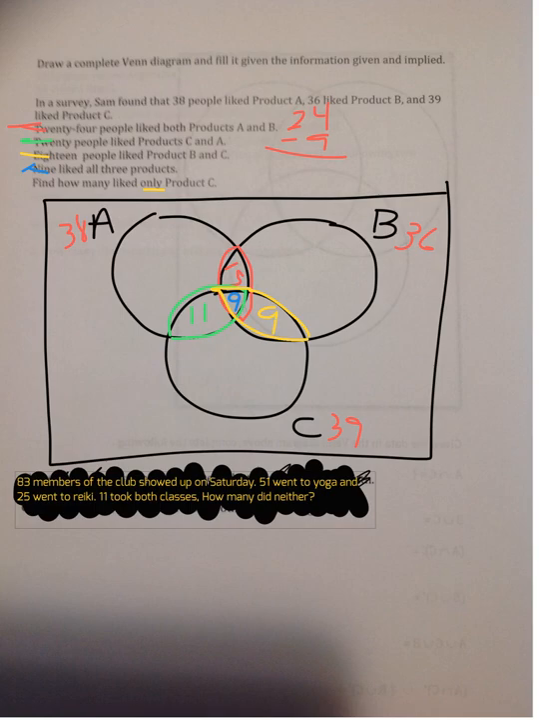How many liked only product C? So we have 39 for C. So if we go ahead and add 9 and 9 is 18, plus 11, which is going to give you 29, then we're only going to have 10 left over here. Now it doesn't matter what's left over here because they're not asking us, so just focus on the question, and the answer here is 10.